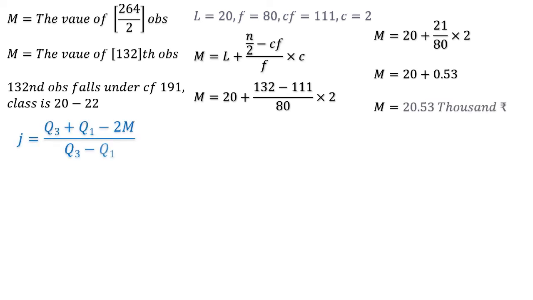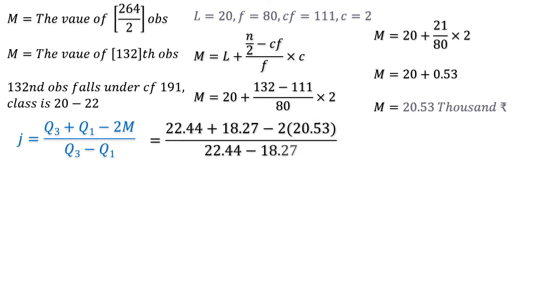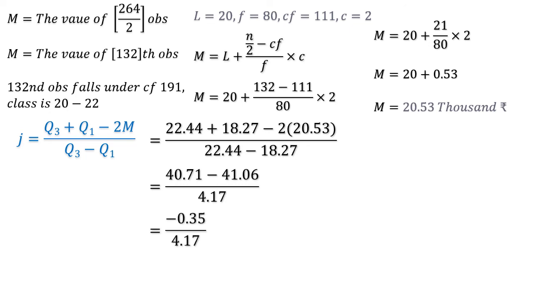This time you just need to calculate the coefficient of skewness, not the skewness. So put all the values in the equation here. Q3 22.44 plus 18.27 minus 2 times 20.53 upon 22.44 minus 18.27. When you solve this, you get 40.71 minus 41.06 upon 4.17. The answer is negative 0.35 divided by 4.17, that is negative 0.08.